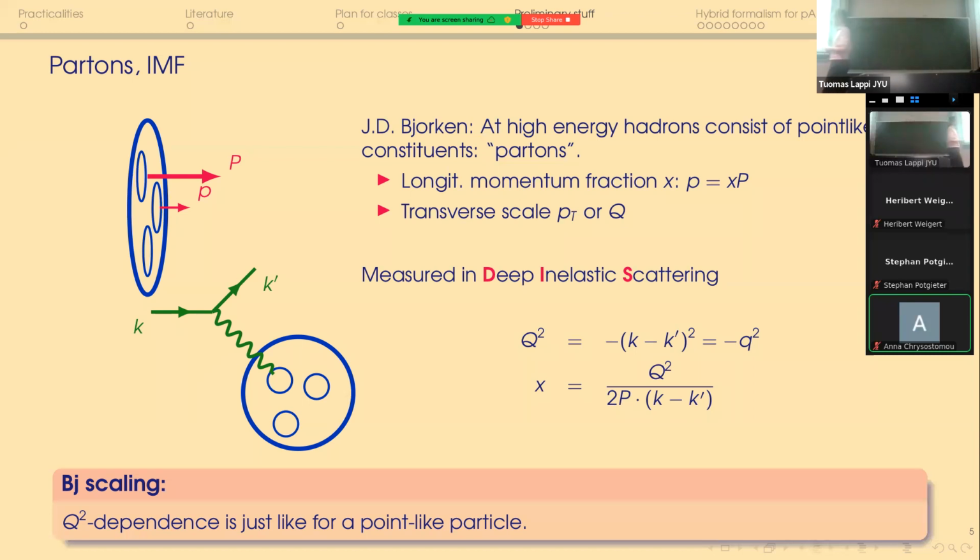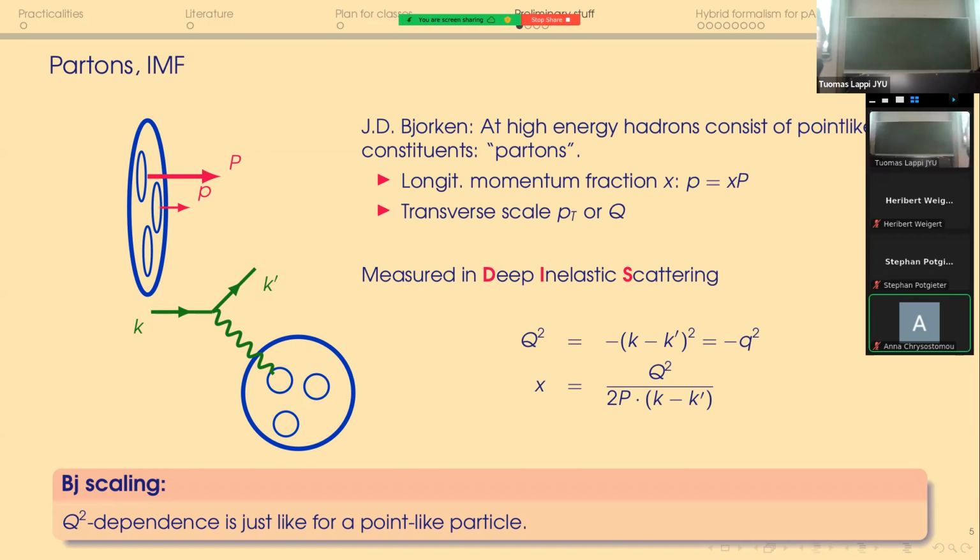Deep inelastic scattering is electron scattering off a proton. You have an electron coming in, an electron going out. You measure the electron. That's crucial. You always measure the electron. That's why DIS is nice. And the electron interacts with your non-perturbative proton or nucleus by a virtual photon.